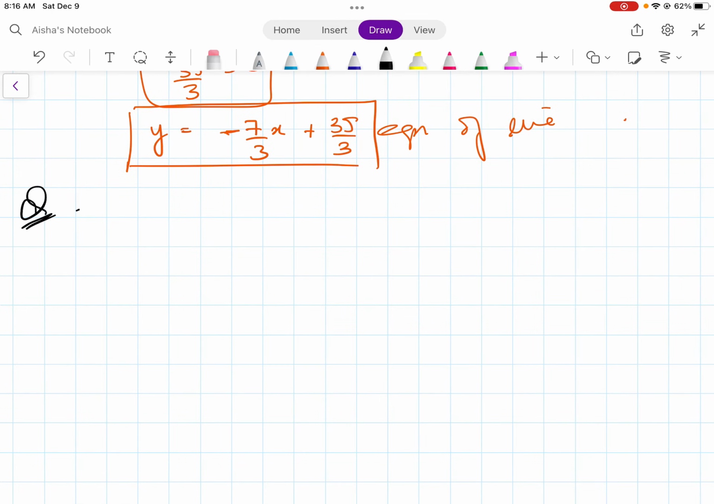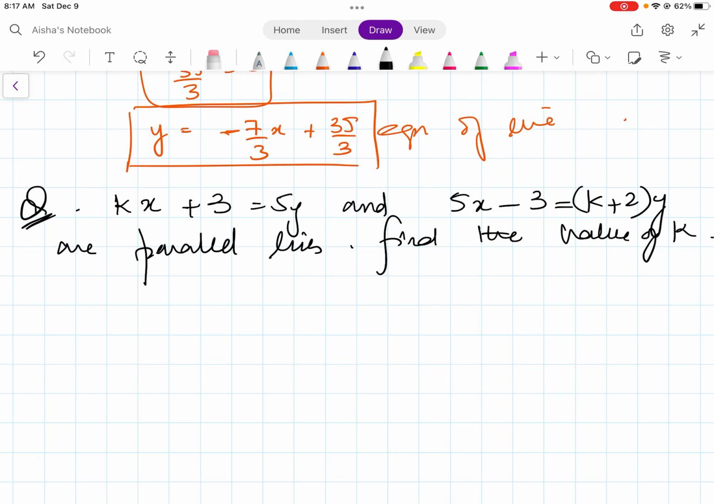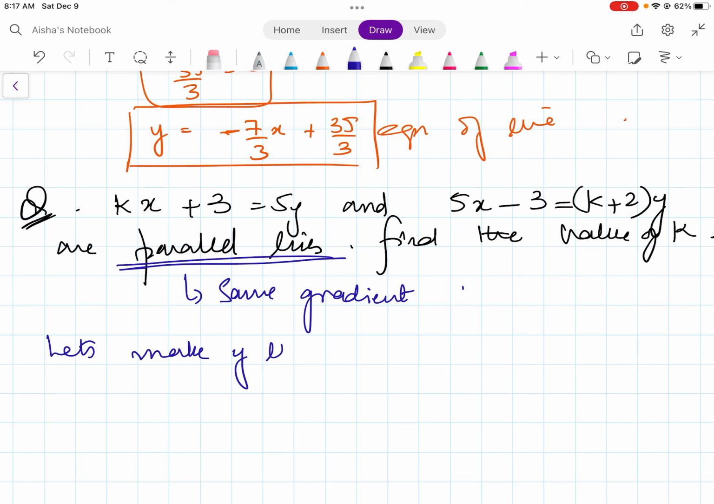Now another type of question. kx plus 3 equals 5y and 5x minus 3 equals k plus 2y are parallel lines. Find the value of k. When I say parallel lines, it means same gradient. Let's make y the subject in both equations and find the gradient.